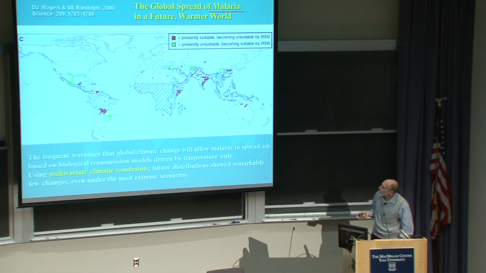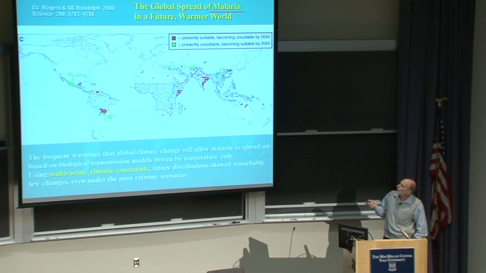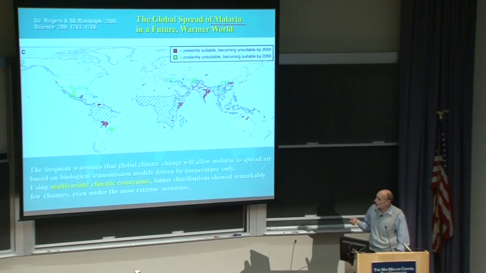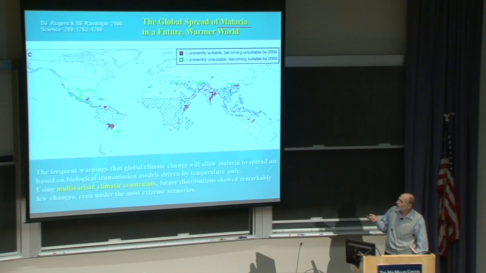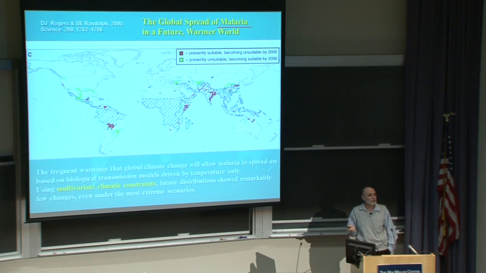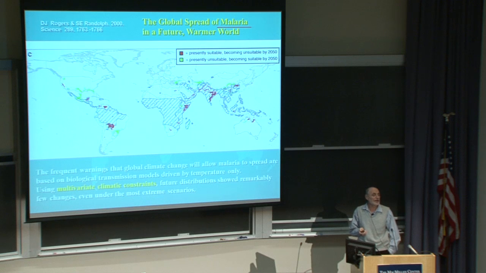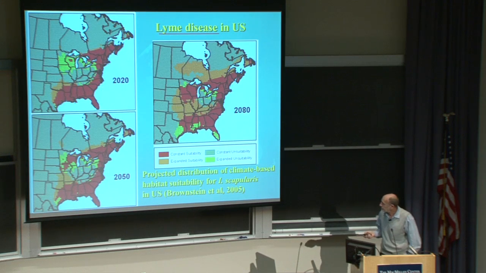And relatively early on, this was rebuked by a nice article by David Rogers and Sarah Randolph, showing that if we look at the biology of the mosquitoes and really understand what drives transmission of malaria, those changes are actually very hard to predict. And in fact, malaria may go up in some places, may go down in other places, but there are not going to be drastic changes in transmission of malaria because other factors are much more important determinants.